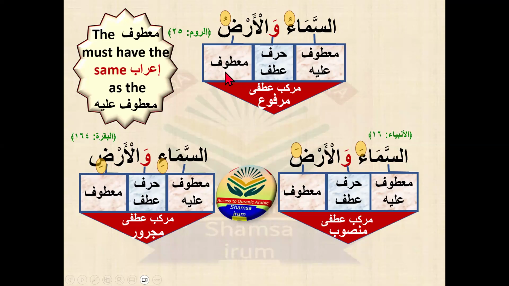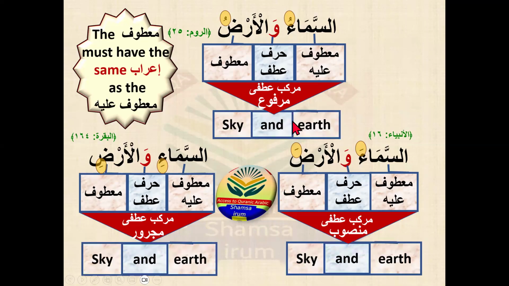But one thing I want to explain here is that they can be different according to the gender or according to the number. Look, as-sama' and al-ard here, they both are muannas, but they can be different according to the gender or according to the number. Okay, so let's move toward the meaning now. Sky and earth, the meaning will be the same. The sky and the earth, because it's mu'arraf bil lam.